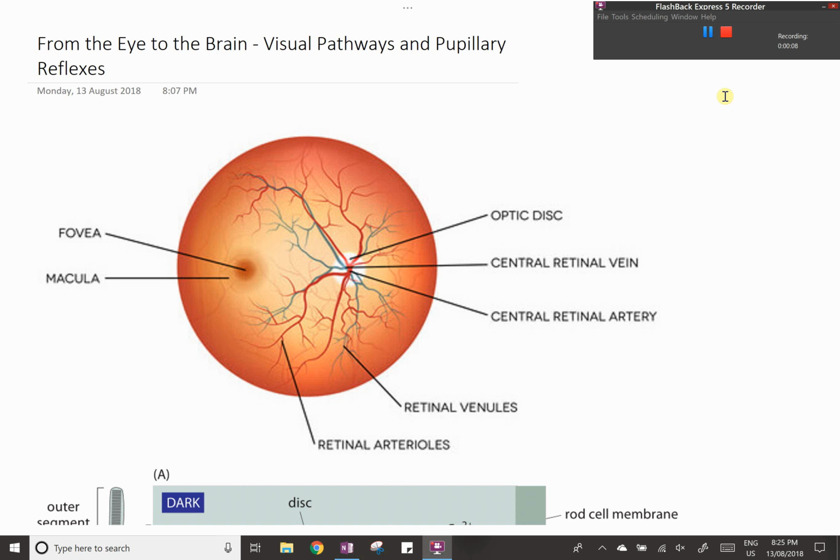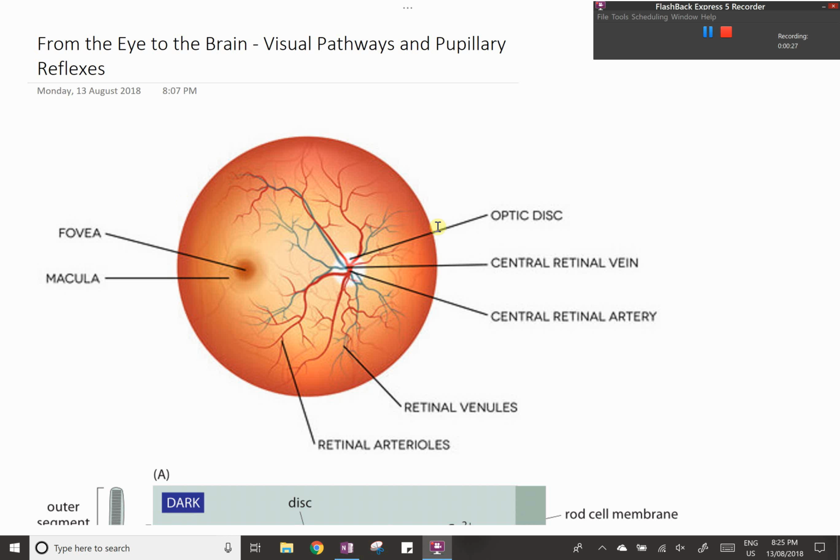Today we're going to be covering visual pathways and the pupillary reflex. So basically looking at how signals get from our eye back into the brain. So we're not going to cover exactly how visual processing works. We're more going to focus on the pathway today. So we'll start off just by looking here.